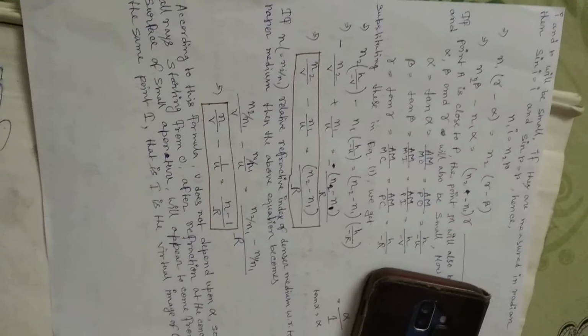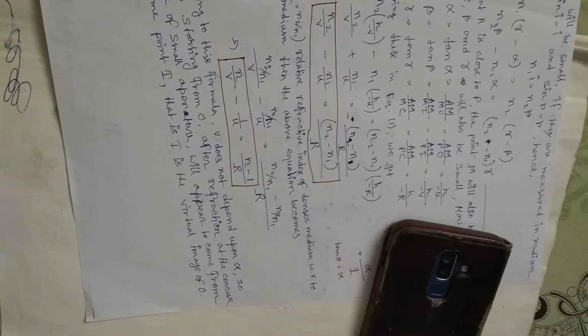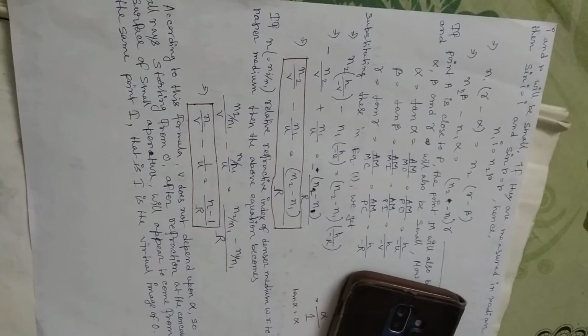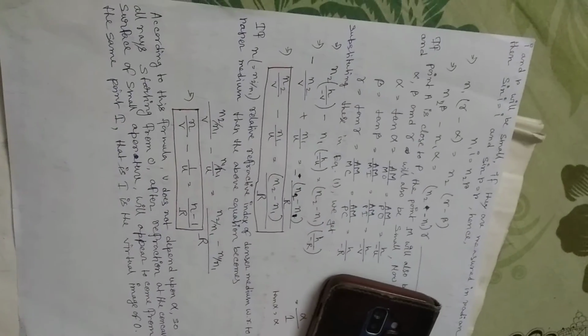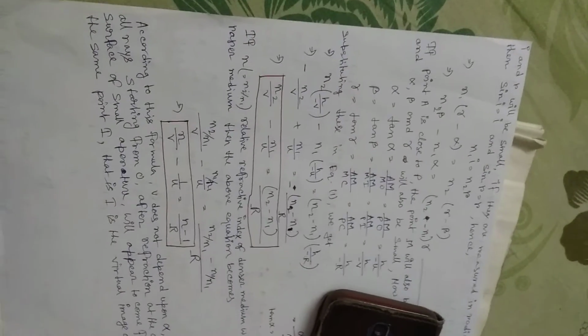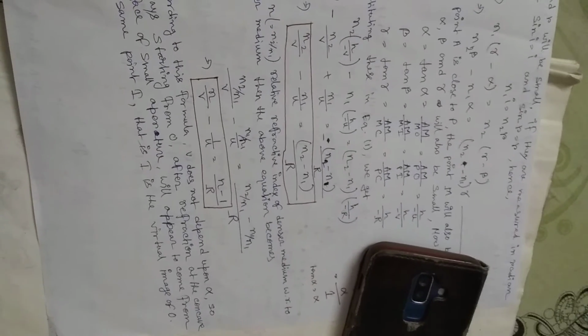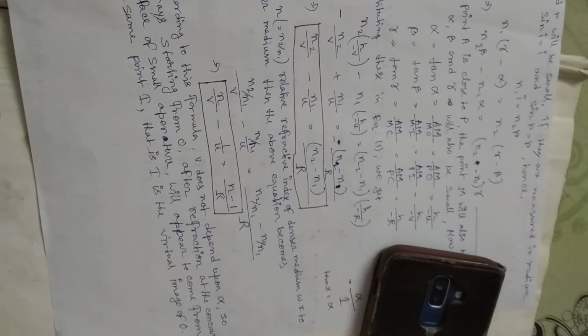According to this formula, v does not depend upon alpha, right? So all rays starting from O, after refraction at the concave surface of small aperture, will appear to come from the same point I, that is, I is the virtual image of O. So you should remember this formula to solve numericals. Okay, that's it.